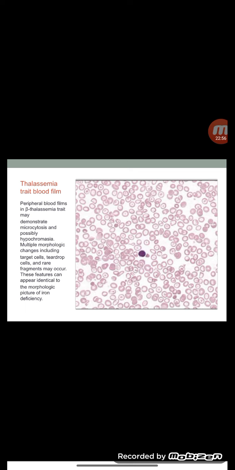This is the thalassemia trait blood film. Here you can see the poikilocytosis is less prevalent than that of a thalassemia major patient. Here you can see the target cells. But presence of target cells is not always an indication of presence of thalassemia. It can occur in other conditions also.